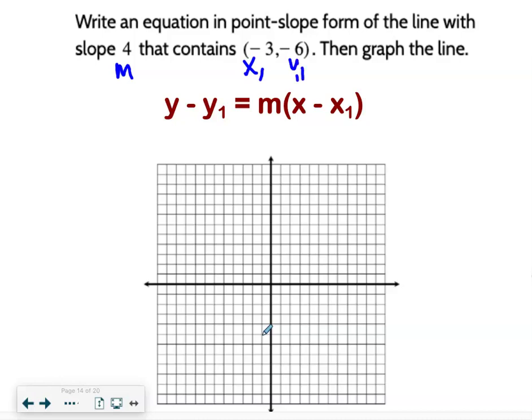So you make the slope a fraction. Yep, because 4 is really 4 over 1. I'll go negative 3.